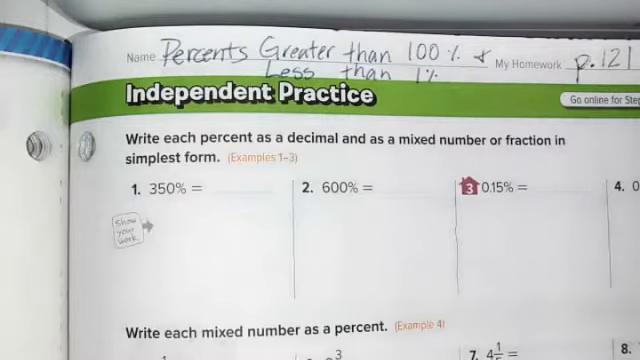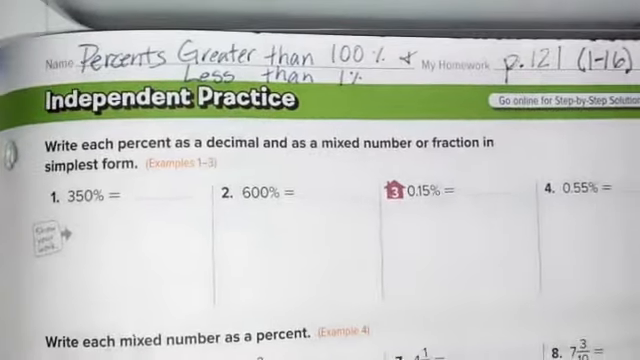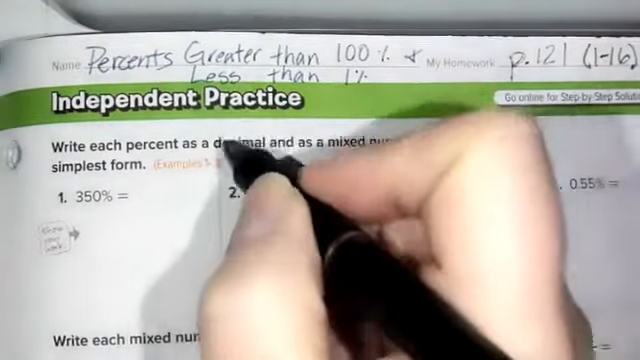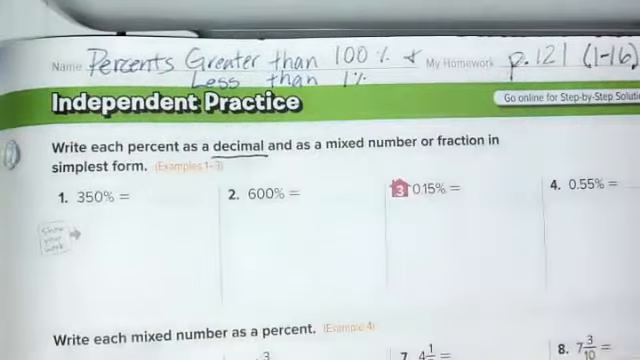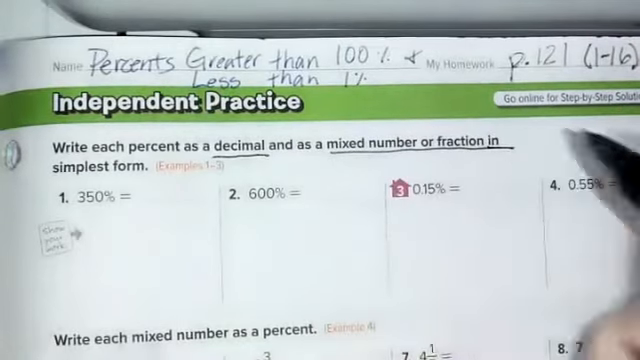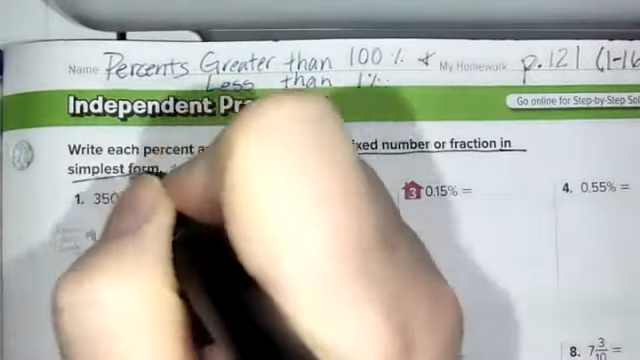Today we are working on page 121. We'll be doing problems 1 through 16. We are working with percents greater than 100% and percents less than 1%. In problems 1 through 4, we are asked to write each percent as a decimal and as a mixed number or fraction, always in simplest form.